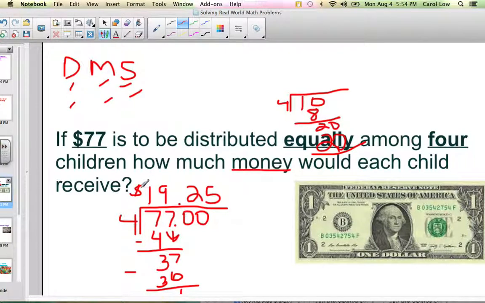$19.25. And then I want you to go with this one, and I'm not going to do it because I'm out of room, but I want you to use a piece of paper and check it. And remember, when we check it, we do the quotient, which is the answer to a division problem, $19.25, times the divisor, which is 4, and you should end up getting 77. So pause the video and you check it out and see if we did our problem right.